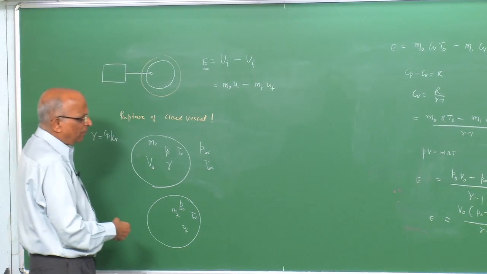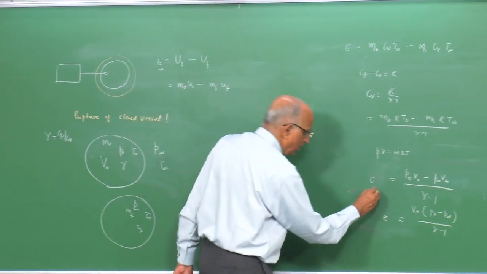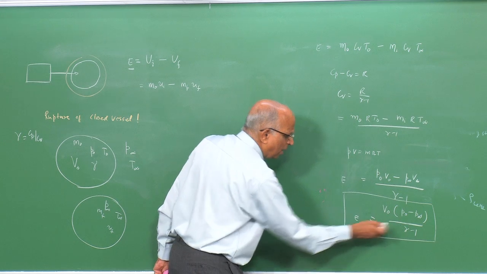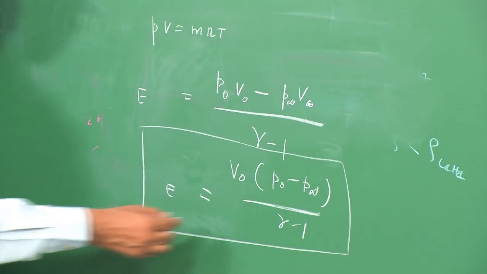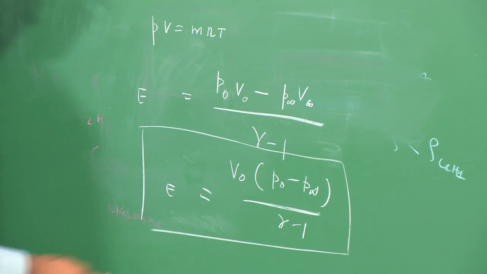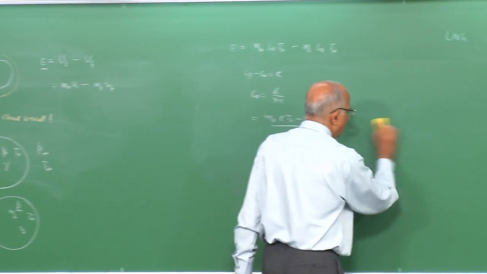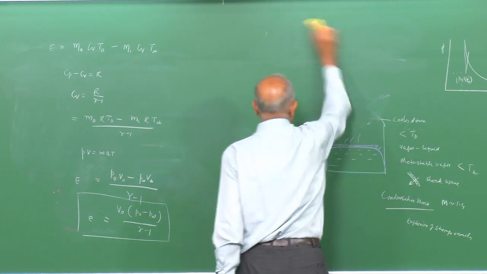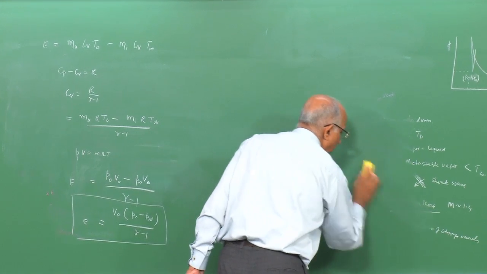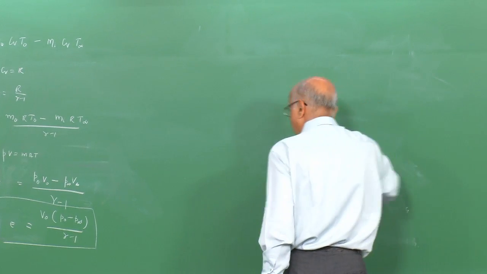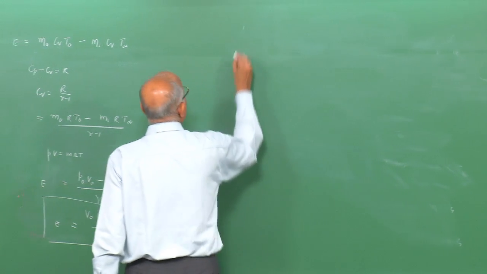If I say this, I find that you have gamma, and for air gamma is 1.4. You find that small changes in gamma are going to affect the energy release. Therefore, let's take a look at gamma. What are the factors which influence gamma? Because you find it's not only the volume and the initial pressure, but it is also the value of gamma which is influencing the energy release. And therefore, let us see what gamma represents.